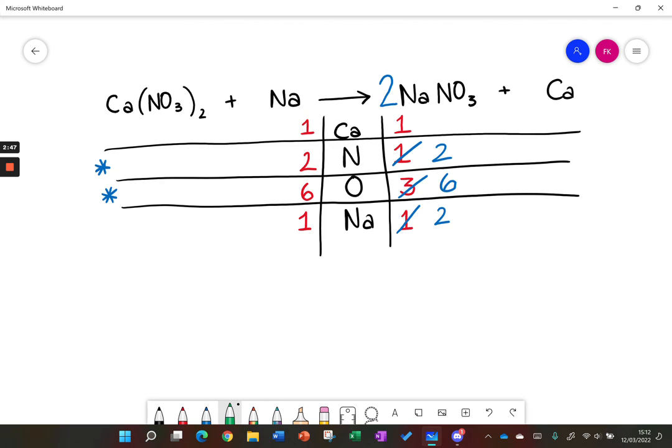And again we can see, okay, so we've got twice as many sodiums on the right hand side than the left hand side. So looking again, we're going to put a big 2 in front of the sodium on this side and update the table, and now we can see that we have the same number of calciums, same number of nitrogens, the same number of oxygens and the same number of sodiums. So this equation is now balanced.